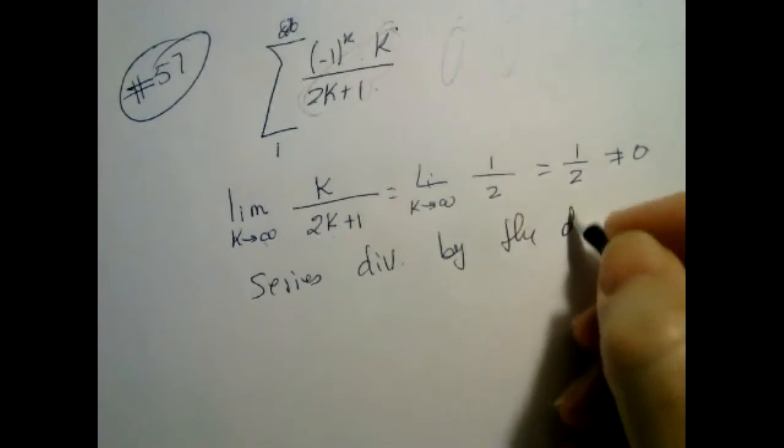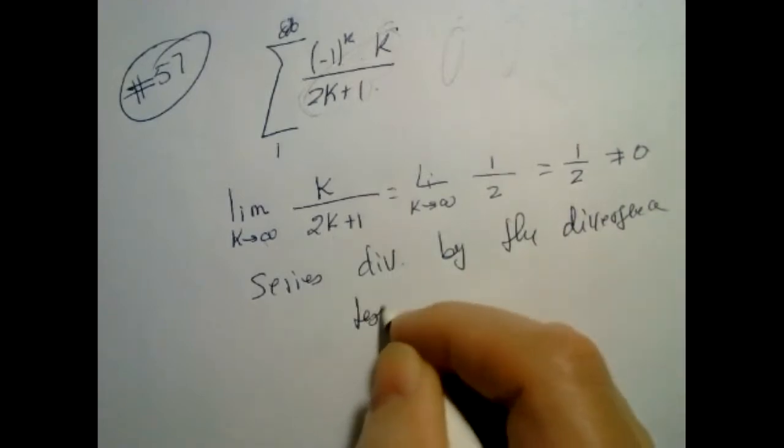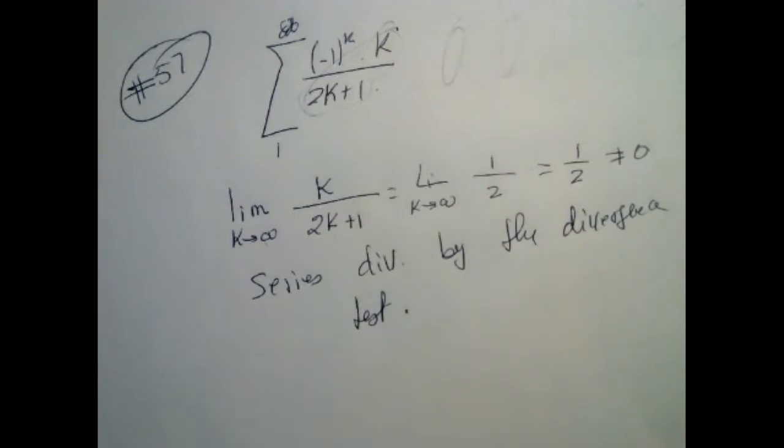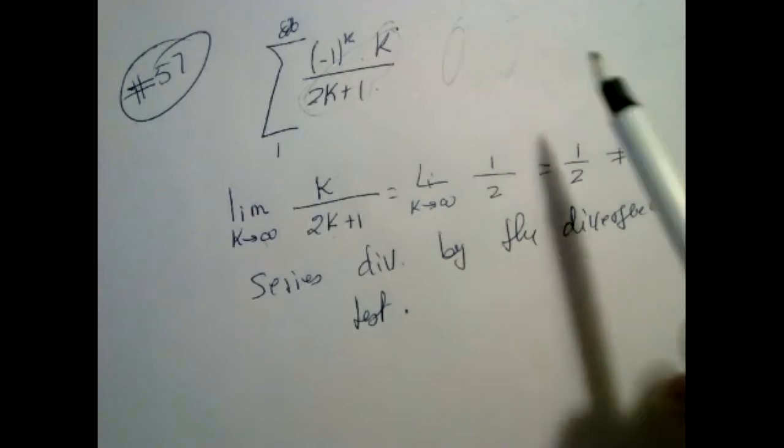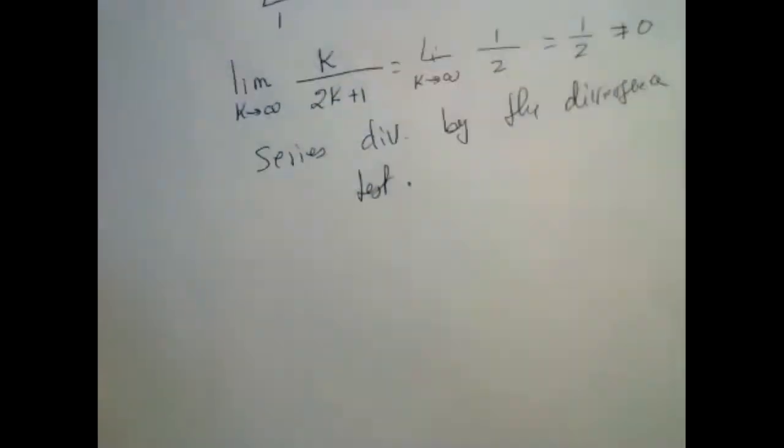I'm done. End of the problem. We don't go any further. So we are done totally with this problem. This series will diverge. The terms themselves don't get close to 0. All right, so I look at the other two problems quickly and then we proceed.